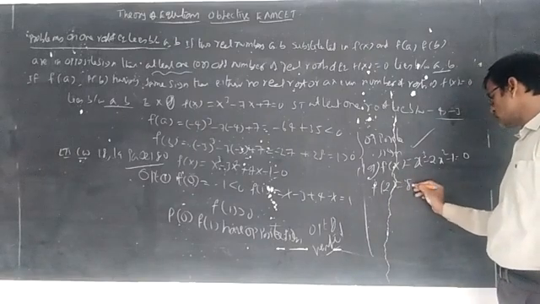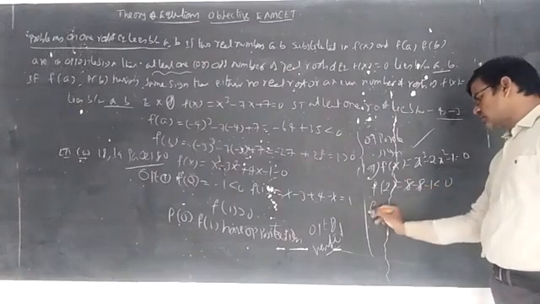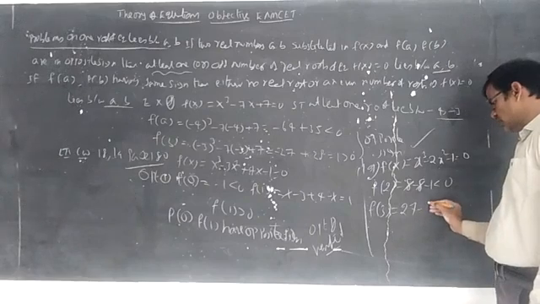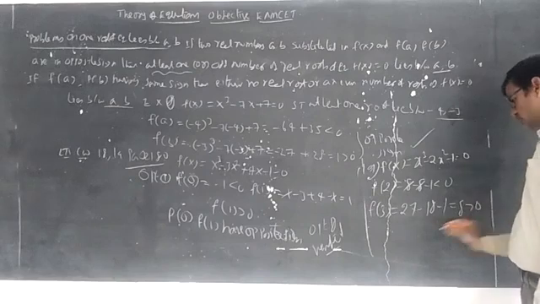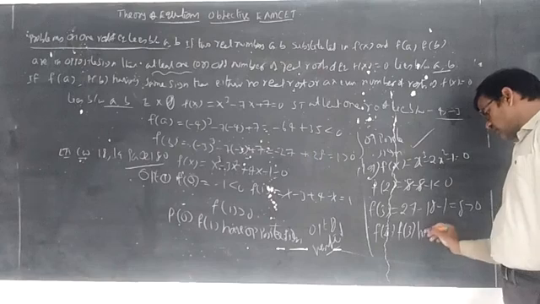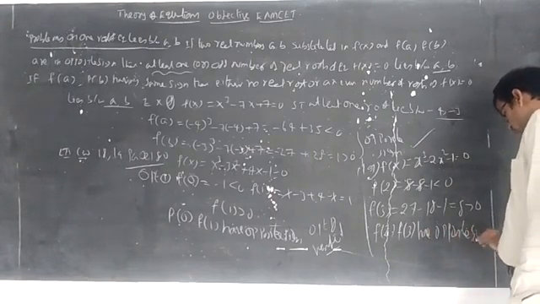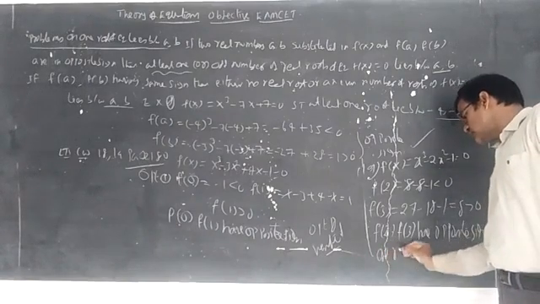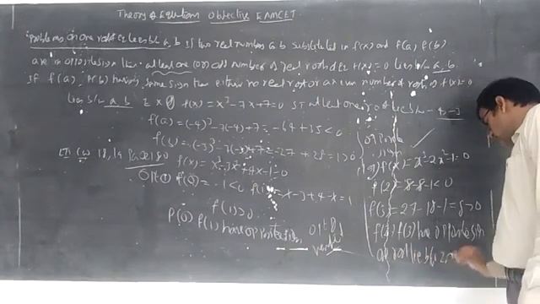f(2): you substitute, 8 minus 8 minus 1, that is less than 0. Now f(3): 3 cube means 27, minus 2 into 9 is 18, minus 1, 27 minus 19 becomes 8, greater than 0. So f(2) and f(3) have opposite signs. Whenever f(a) and f(b) have opposite signs, we can say one root lies between 2 and 3.